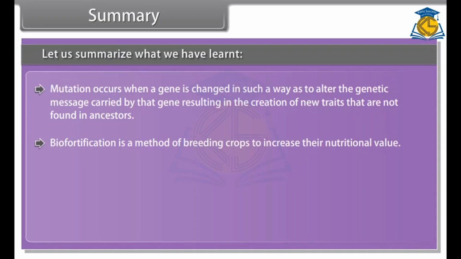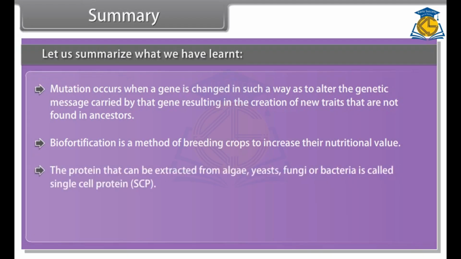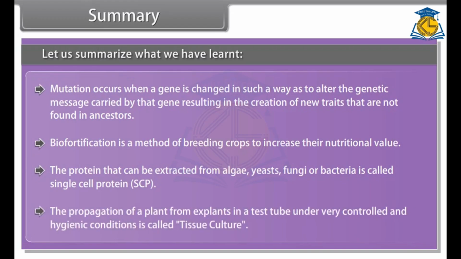Biofortification is a method of breeding crops to increase their nutritional value. The protein that can be extracted from algae, yeasts, fungi or bacteria is called single-cell protein, SCP. The propagation of a plant from explants in a test tube under very controlled and hygienic conditions is called tissue culture.